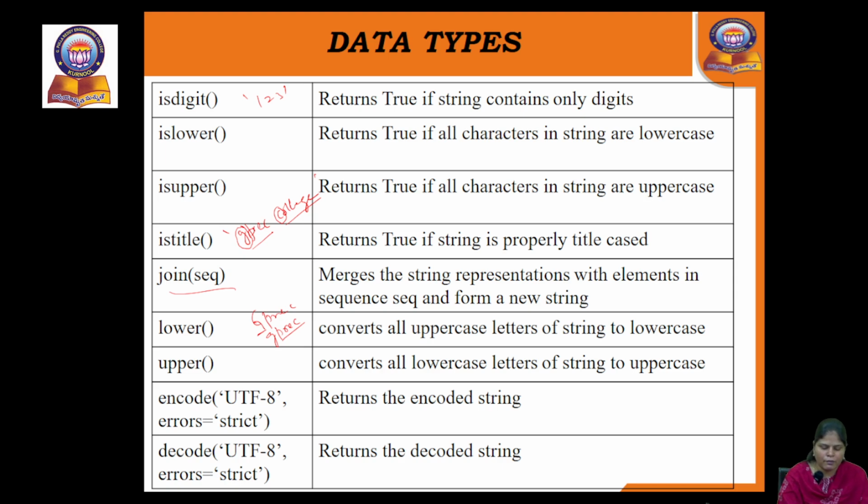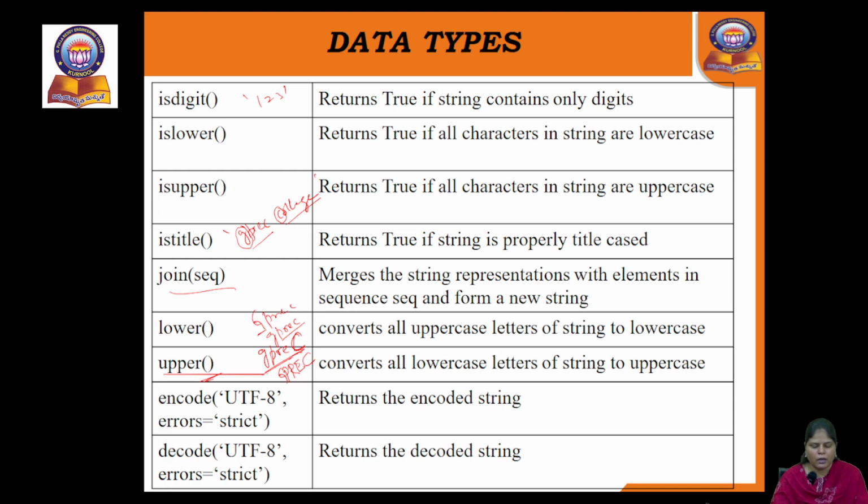Next we have upper, which is used for conversion of lowercase to uppercase. If I take G, P, R, E, capital C, here it will convert the lowercase letters into uppercase, and whatever uppercase we have will be kept as it is. So the output will be capital G, capital P, capital R, capital E, capital C.